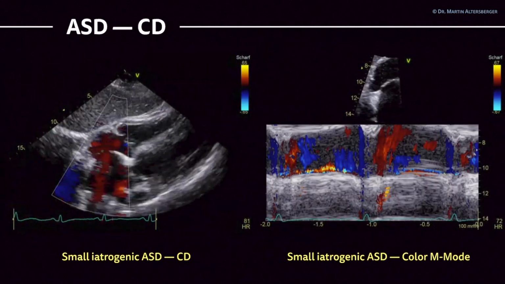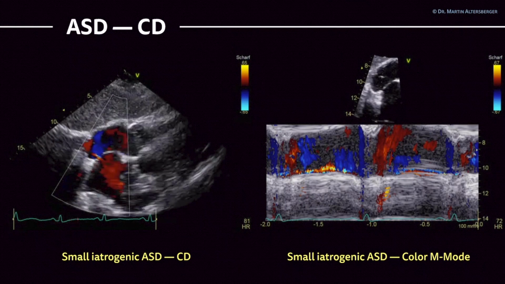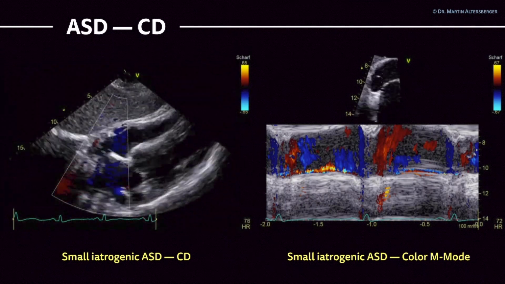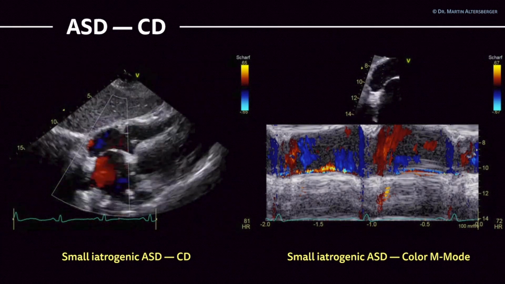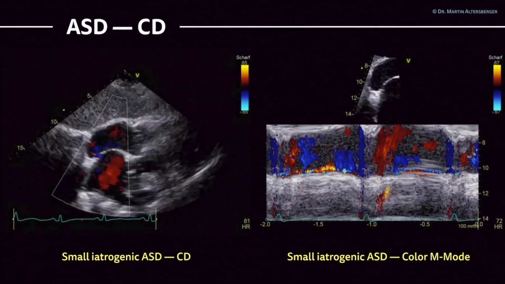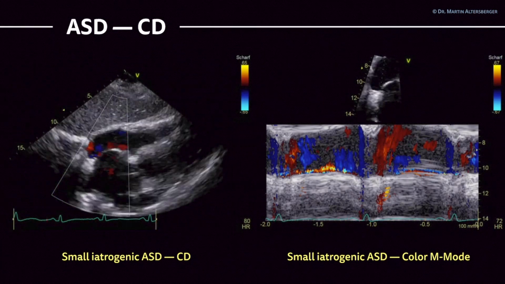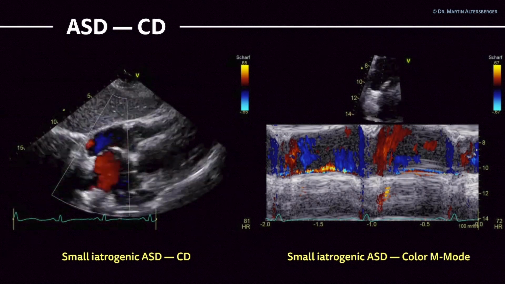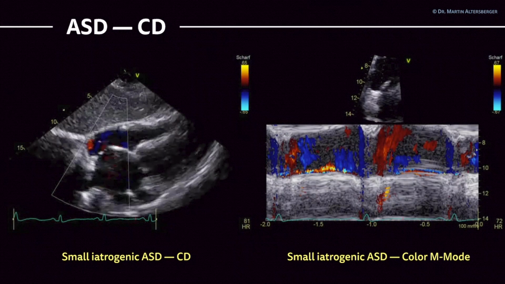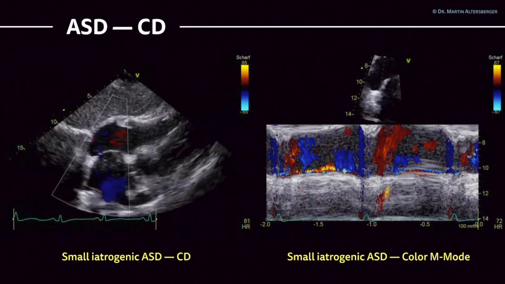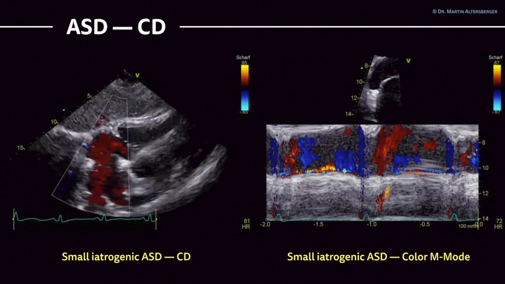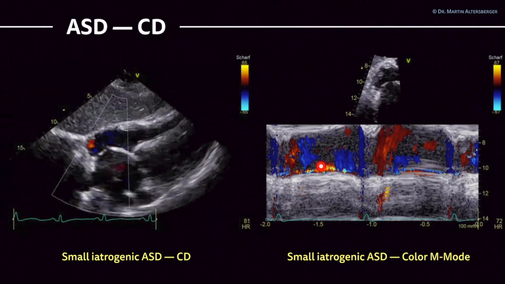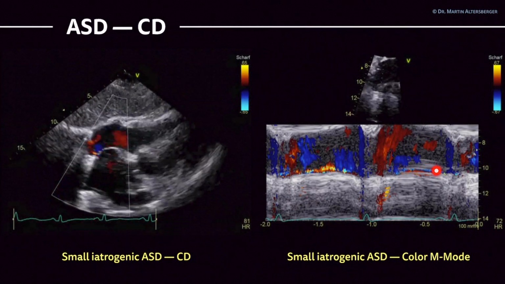To even more optimally visualize, you can even use color M mode. So it actually doesn't give you that much of additional information by means of how large the atrial septal defect is. We already can assume that it is not very large, also because it's an iatrogenic ASD, so this won't be a problem by means of volume overload, but you can see quite nicely how the shunting looks like. So this is the small iatrogenic ASD in color M mode.